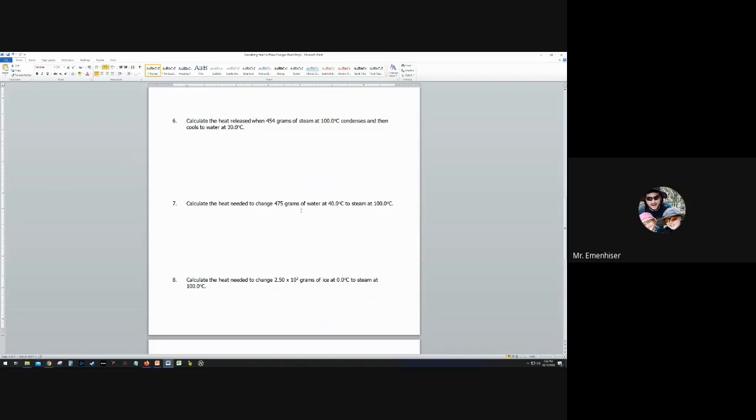So let's think about what is happening. We need to condense the water. So we have water at temperature. So initial temperature is at 100 degrees Celsius. The first thing we're going to do is take that steam at 100 degrees Celsius, and we're going to condense it. So the first thing we're going to do is condense it.